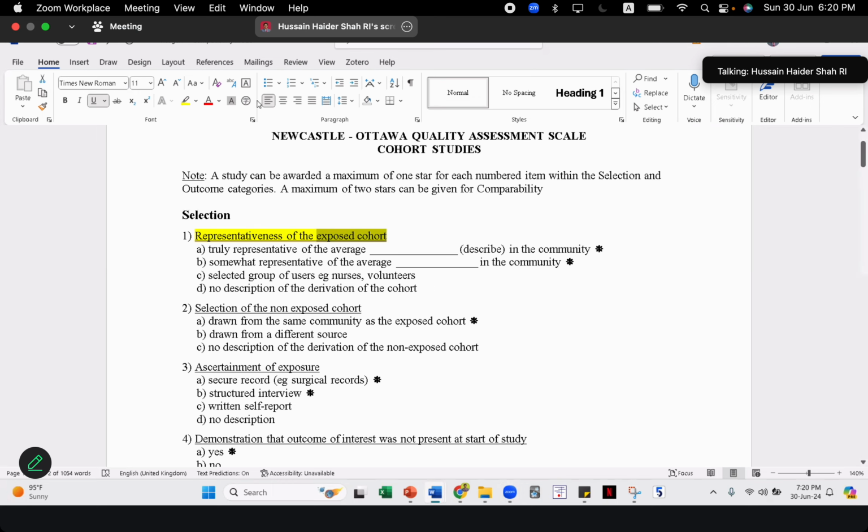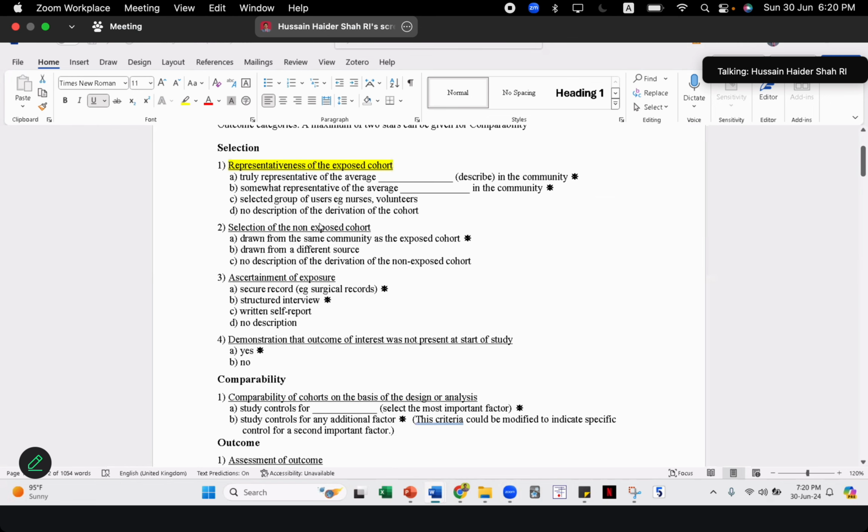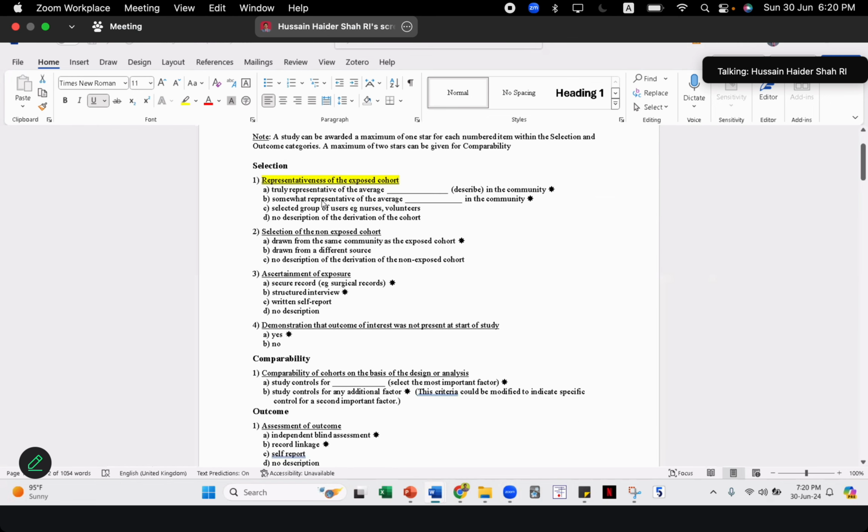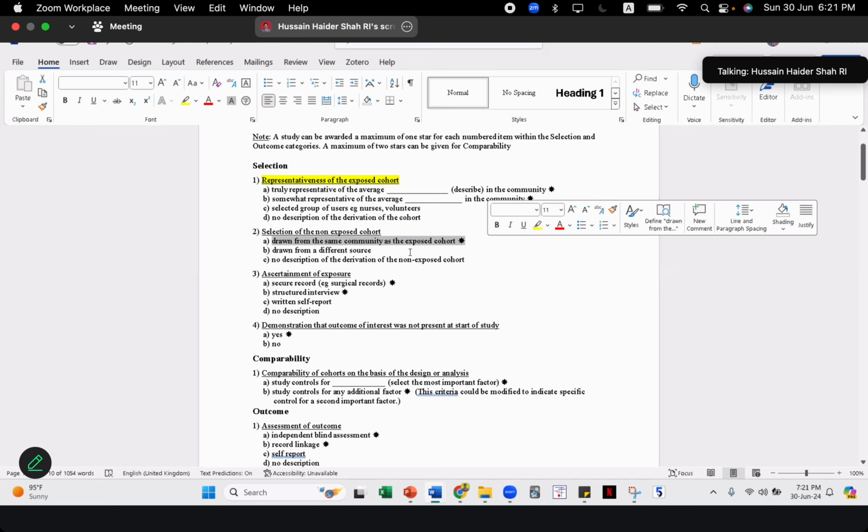So how were the participants of the non-exposed cohort selected? I am performing a cohort study. In the cohort study, I have to make sure I have answered this question. So if in the methodology section, the writers of that cohort study have mentioned how they selected the non-exposed cohort, again we will give them 1 star. So again, the non-exposed cohort should be drawn from the same community as the exposed cohort. Now these are the options.